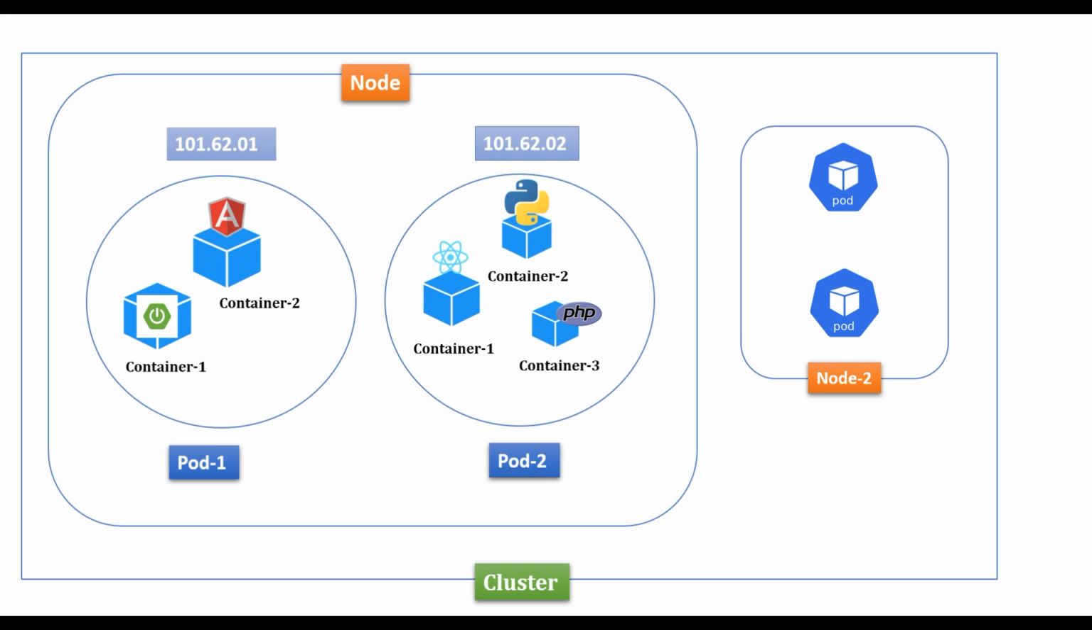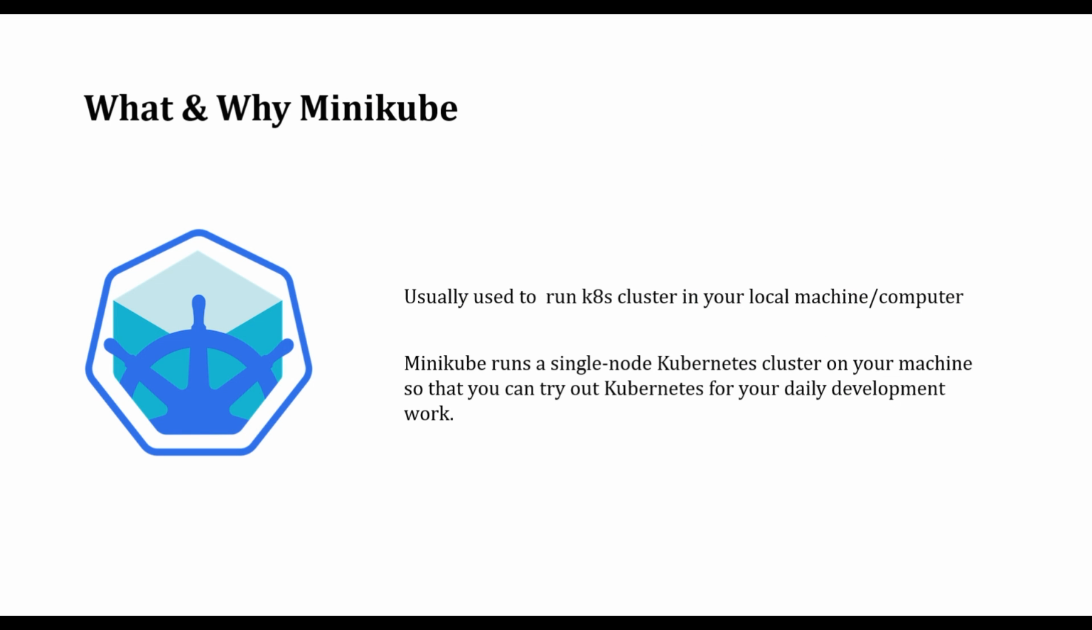Now if you understand this basic architecture, to run an application in Kubernetes you need this cluster infrastructure, like pods and nodes on your machine. How will you get this infrastructure? That's where this Minikube tool came into the picture. To run a Kubernetes cluster on your local machine, you need to install the Minikube tool. Minikube runs a single node Kubernetes cluster on your machine so that you can try out Kubernetes for your daily development work. So if you install Minikube, then you will get a cluster and node. Then you can host any containerized application inside it. So let's try this out.